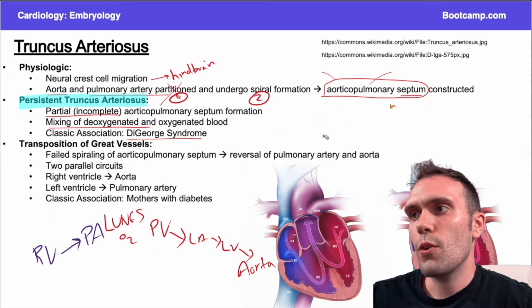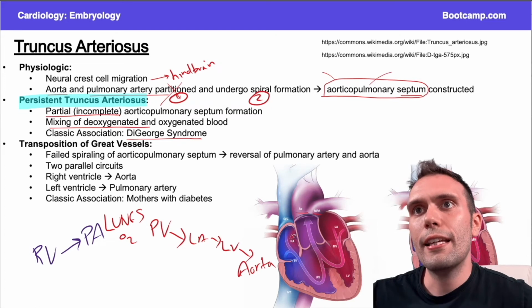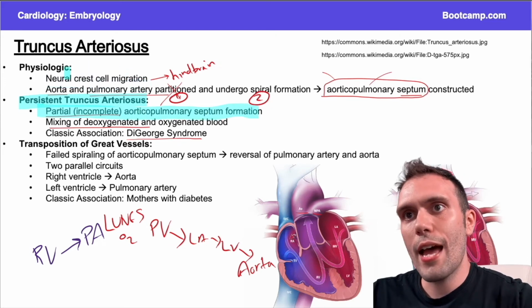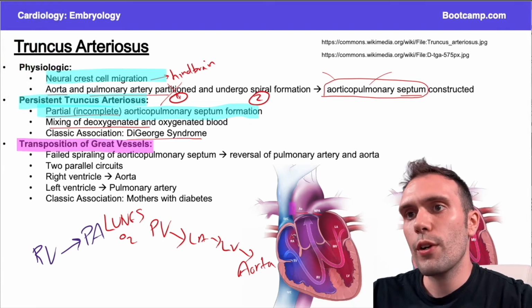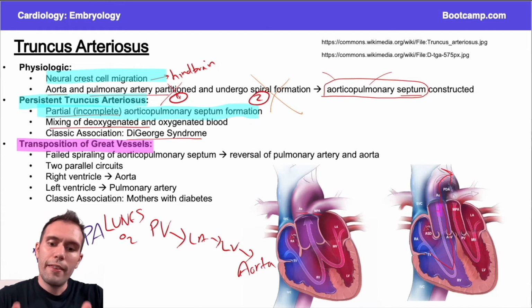All right, so again, going back, kind of bringing it all together, the key is mechanisms, right? That's what you really want to know. Now, when we go on to talk about transposition of great vessels, what are we talking about? In this case, it's not the partitioning that's the problem. It's the spiral formation. I'm not getting the spiral formation, and because we're not spiraling, things are not in the right place. I have a partition between the two structures, but they're not in the right place.